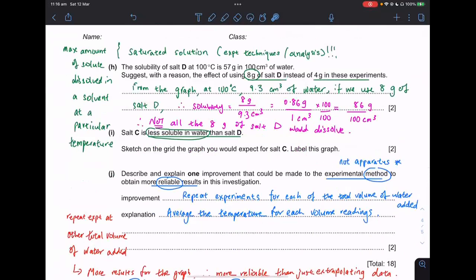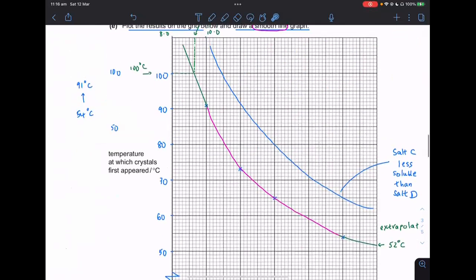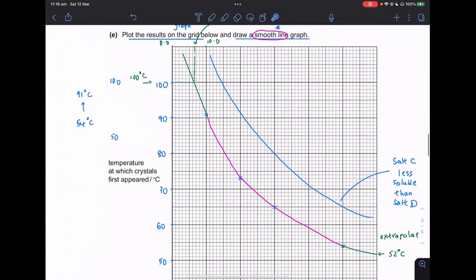I'll come back to this in a little bit. Sketch on the graph. So if salt C is less soluble in water, this goes back to your year 9 on crystallization. Crystallization is used to get soluble salt. You get crystals from the soluble salt because you can't filter them. You cannot filter because it's not like insoluble and soluble. It's soluble in the solvent. So to get soluble salt, you have to do crystallization.